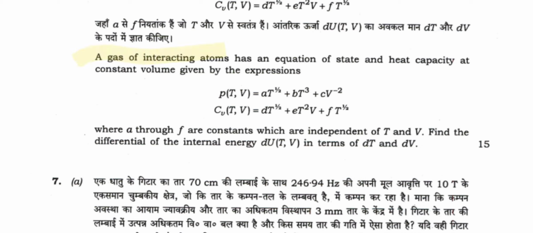A gas of interacting atoms has an equation of state and heat capacity at constant volume given by the expressions P = T(A T^1/2 + B T + C V^-2) and Cv = T(dT^1/2... E T^2/V + F T^1/2), where A through F are constants which are independent of T and V. Find the differential of the internal energy, dU, in terms of dT and dV.